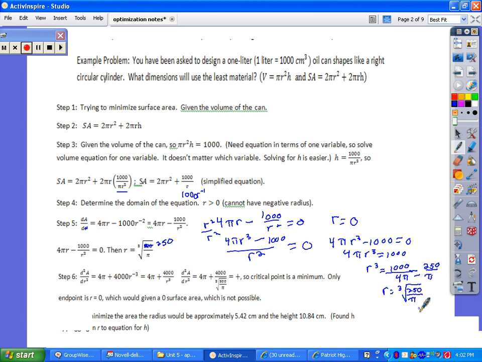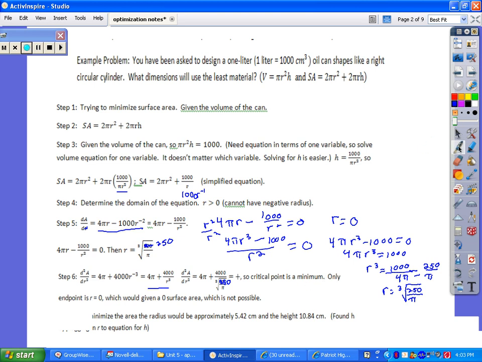So we're going to plug this number, and in order to make sure it's exact, you either need to plug this in or store it into your calculator, but we're going to plug it into the second derivative. So we have to take the derivative of this, and if we take the derivative of that, we get 4 pi plus 4,000 r to the negative third. This is the simplified version here, and then we'll plug in 250 over pi. And again, all we care about is if it's positive or negative. So I'm going to have a positive plus a positive. It's a positive. So this critical point is the minimum.